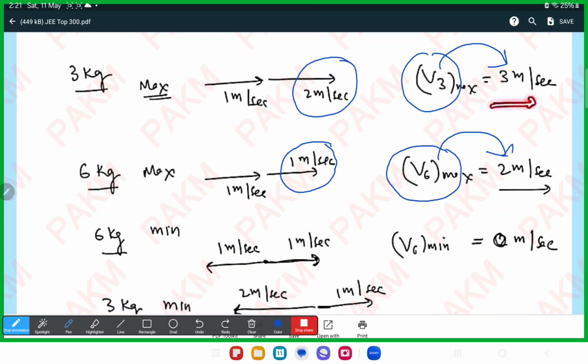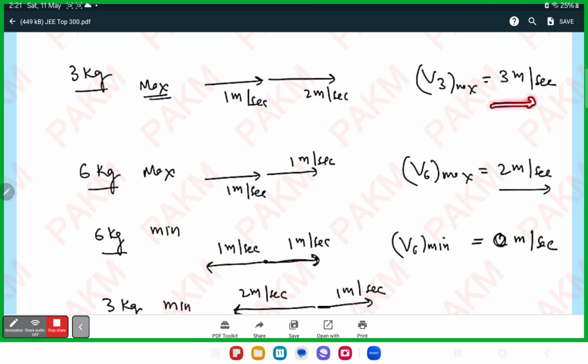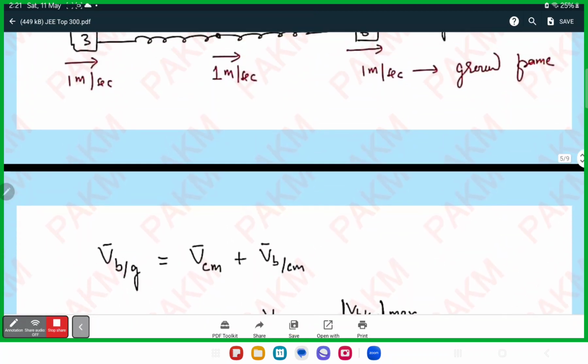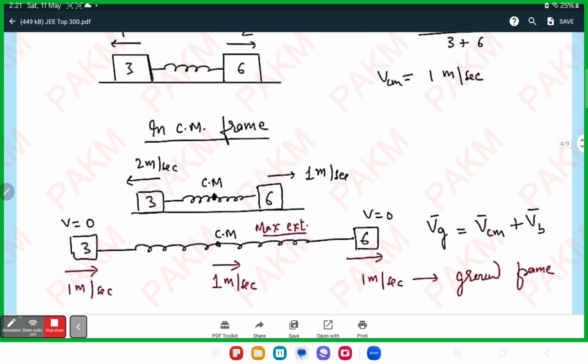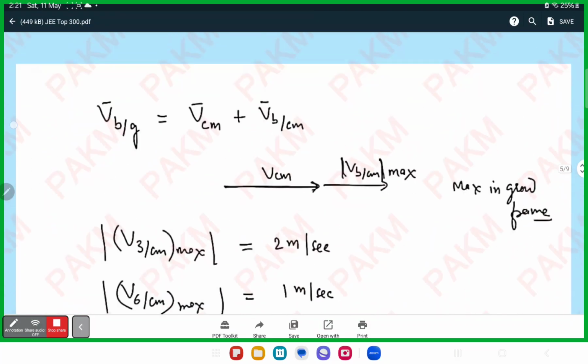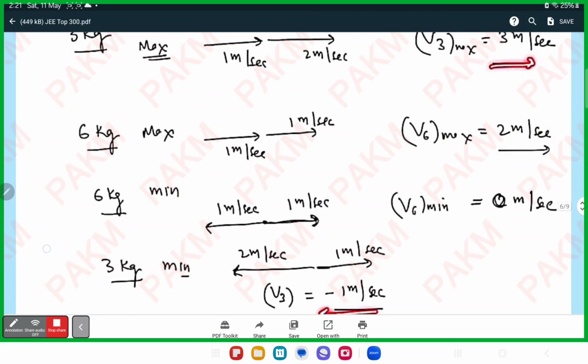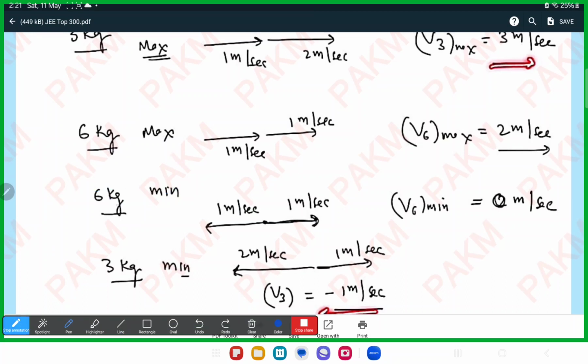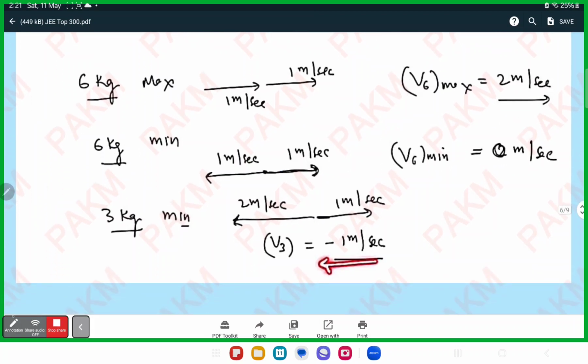Fine. Now the next important thing is, what is the minimum? The minimum we have already calculated with respect to the center of mass velocity. Here we have calculated the center of mass. This is the final situation once it moves to the maximum extension position. So it was 1 and 2. Fine, 1 and 2. Now if we add the center of mass velocity to this, the minimum velocity of the 6 kg block will be 1 minus 1, which gets 0.